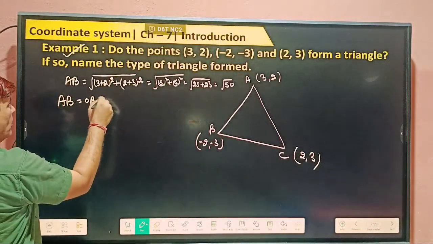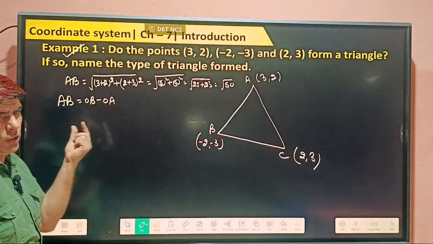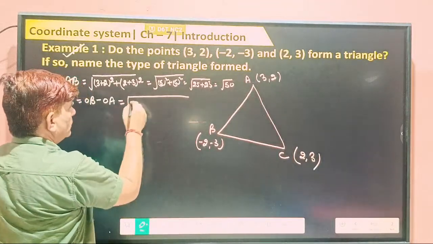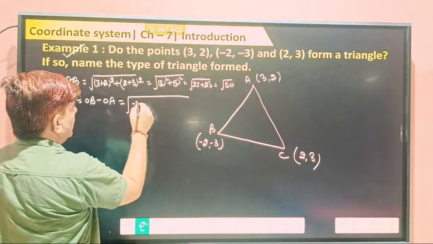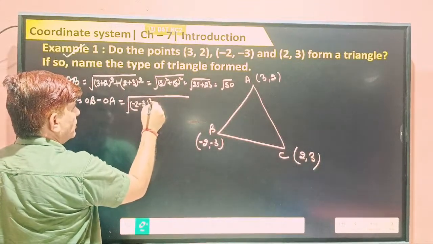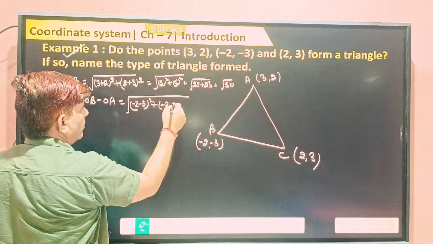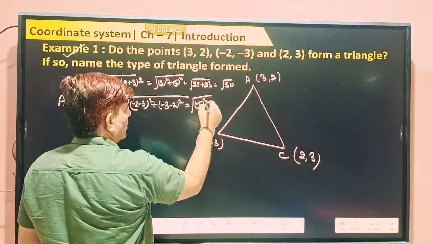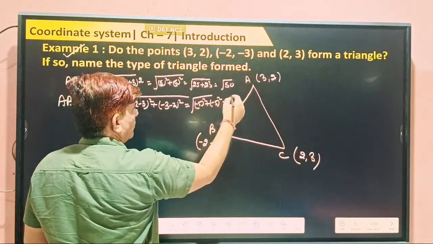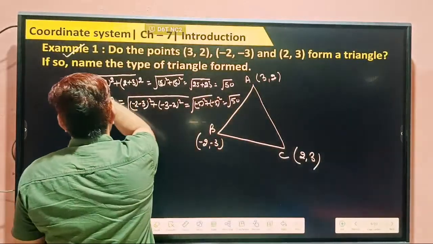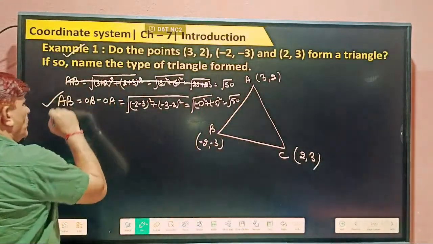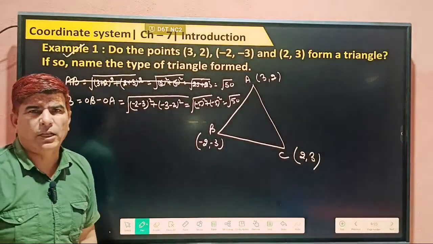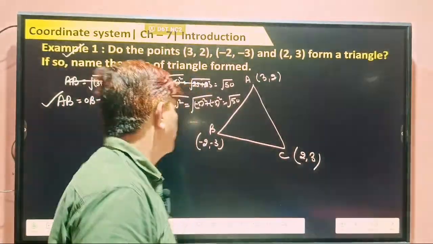Taking AB as OB minus OA, where point O is the origin, we get (-2 minus 3) whole square plus (3 minus 2) whole square, which is (-5) whole square plus (-5) whole square, and this gives the same result. This is the way of doing it, and if you do it like this, it is also not wrong, because length is always positive. AB or BA are both the same.